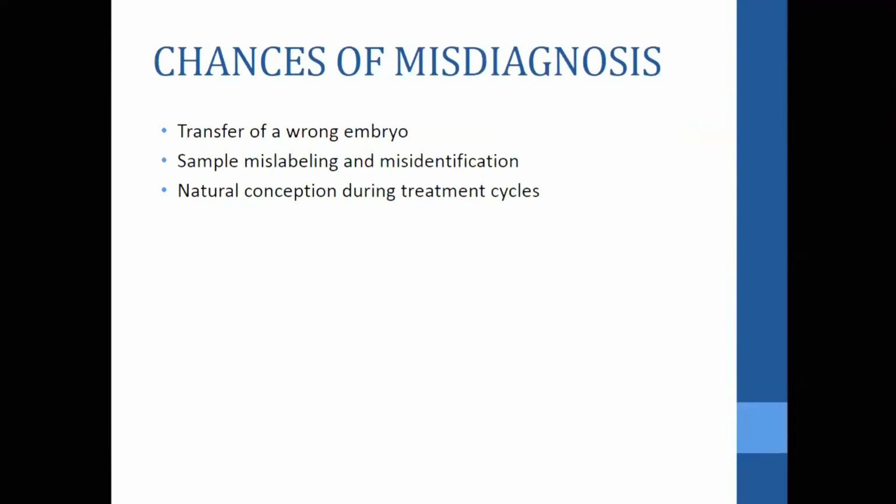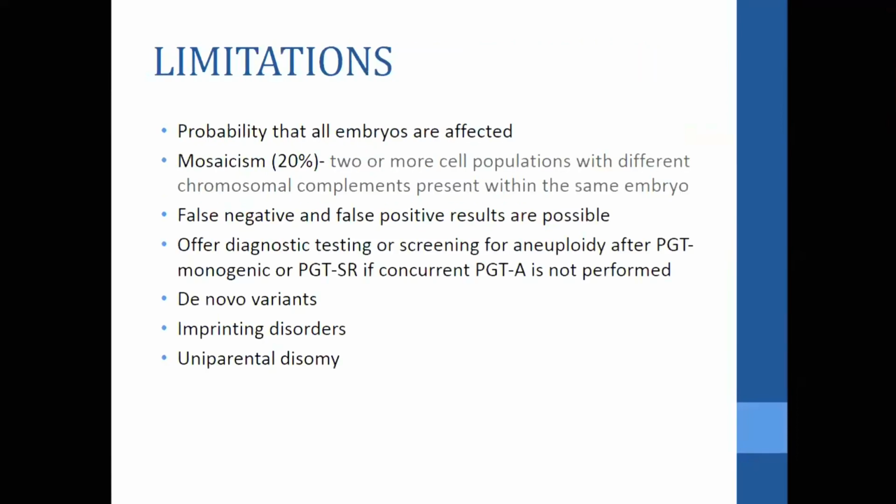But there are chances of misdiagnosis. That can be a human error, like transfer of a wrong embryo due to sample mislabeling. Sometimes a patient can naturally conceive during the IVF cycles, so that fetus can have a disorder and we will think that the fetus we have implanted is normal. Sometimes all embryos may be affected, so that cycle will be lost.